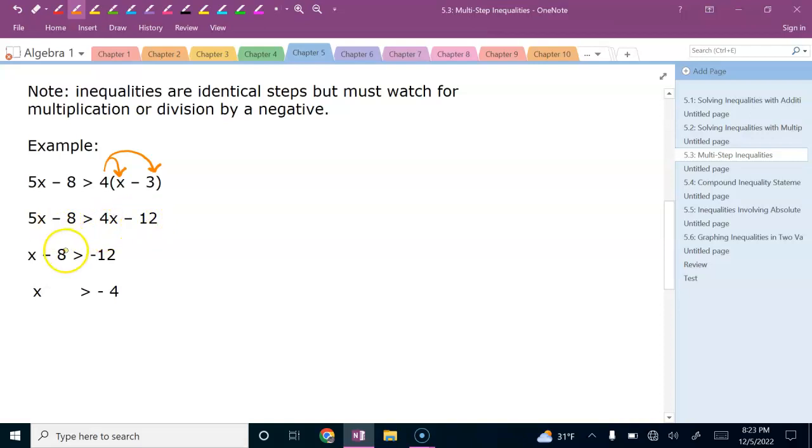Then what they did, if you look, is we had 5x and a 4x, and now we have just x. So they moved the 4x over to the left-hand side by subtracting it. So 5x minus 4x would just be x, and then minus 8 greater than, we still have negative 12 on the right-hand side. Then they needed to move this negative 8 over to get our numbers together. So they add 8 to that negative 12. And that's how they got our final answer here, x greater than negative 4.